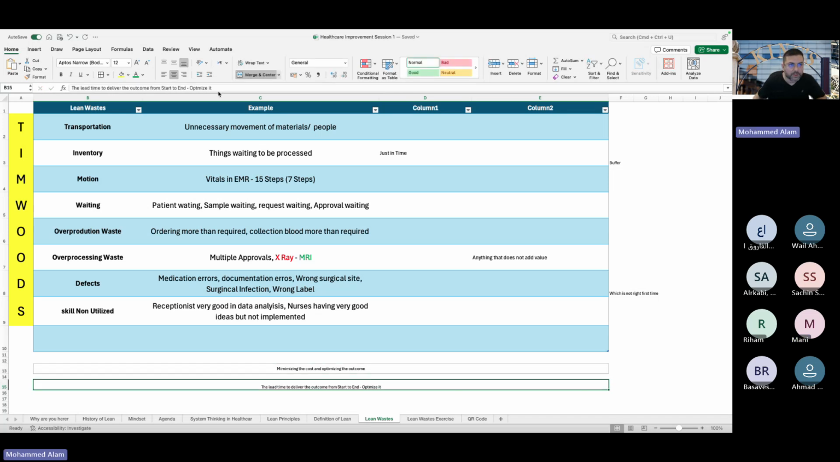Then we go to the second thing, which is that we need to map the whole value stream from the start point until the end point, and think about how we can minimize the lead time. Forget about the cost. How can we deliver the outcome faster? So then it's about lead time.